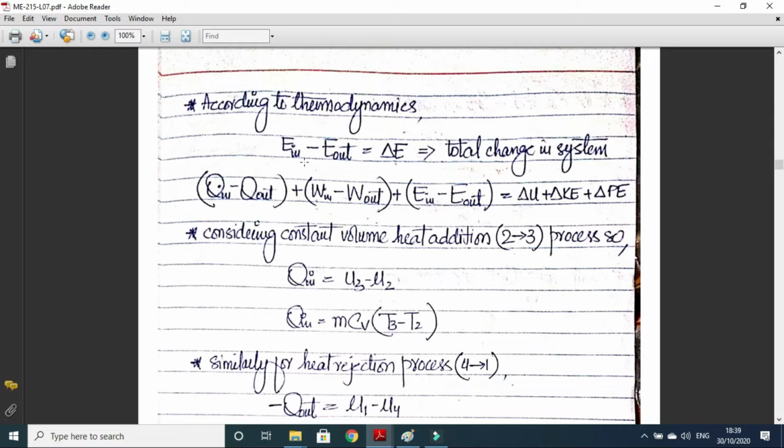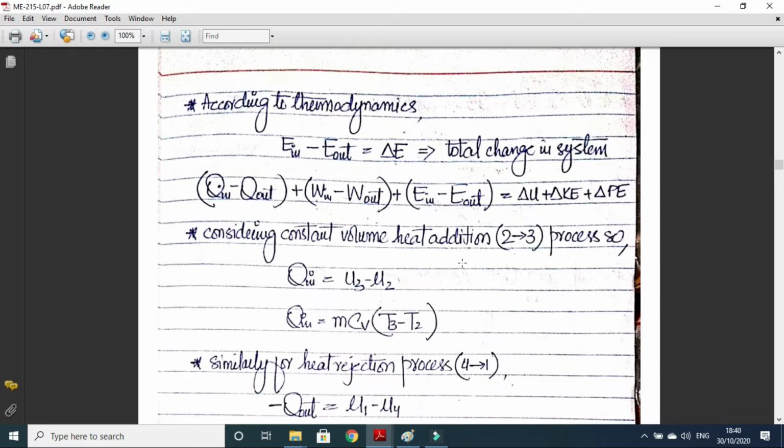And what are the modes of energy transfer? This is Q in minus Q out, work in minus work out, energy through mass in minus energy through mass out. So it will be equal to total change in energy of the system, and the total energy consists of internal energy, kinetic energy, and potential energy. So change of internal energy, change of kinetic energy, change of potential energy. Since we are assuming that we have a closed system and the system is stationary, we can neglect the change of kinetic energy, change of potential energy, and energy in, energy out through mass can also be neglected.